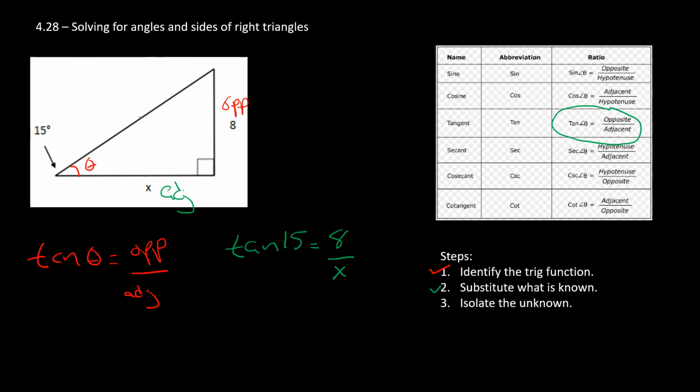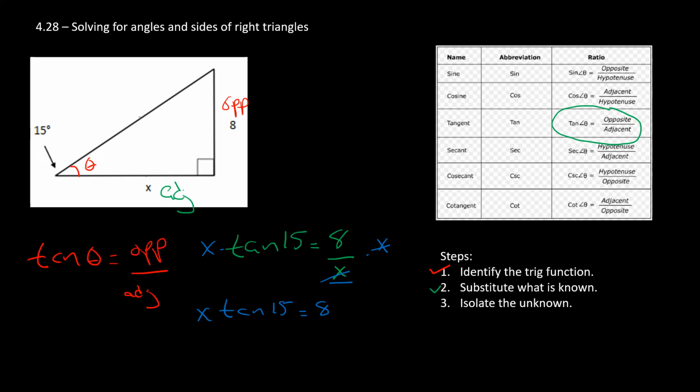Now we want to start isolating our unknown. Now this is going to be a little different, as our unknown value, our x value, is in the denominator here. And so if we want to move this value outside this denominator, you guys already know we need to multiply both sides by x. What this does is x over x simplifies to 1, and we have an x value up here. So we can say x tangent of 15 is equal to 8.